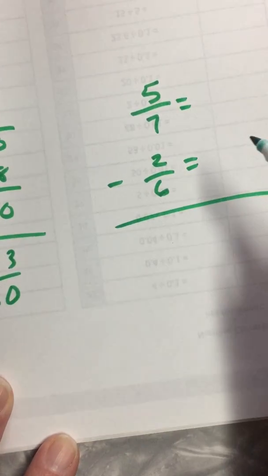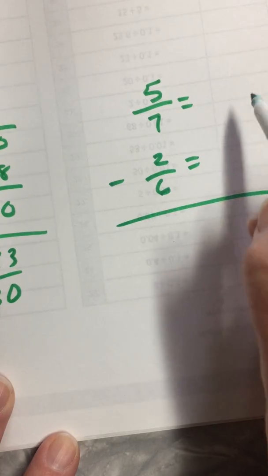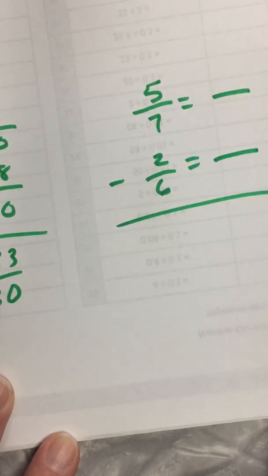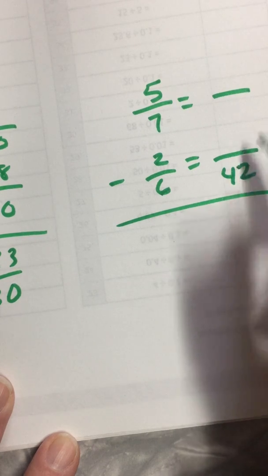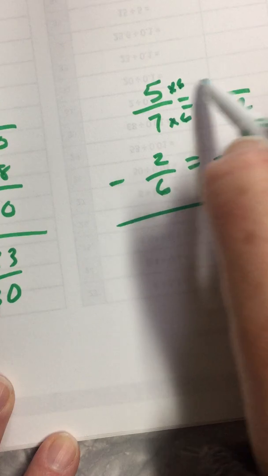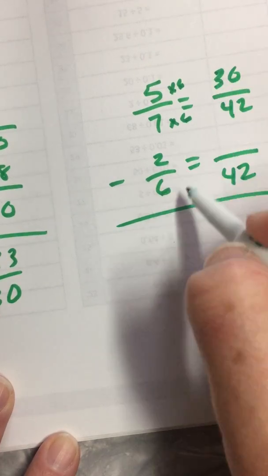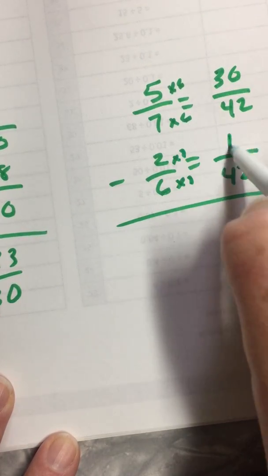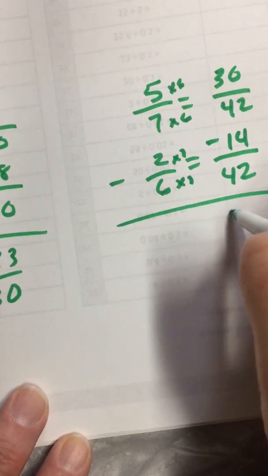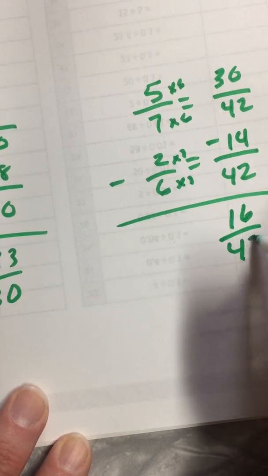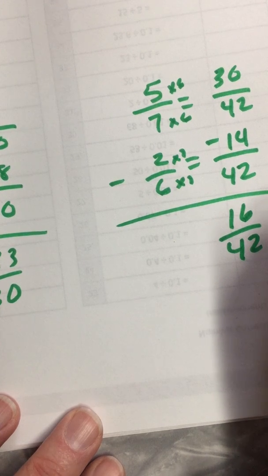Similarly, if I were to do a subtraction problem, I could have 5/7 minus 2/6. Then I would find a common denominator, and in this case, I think the only common denominator is going to be 42. So I'm going to multiply this by 6 and this by 6 and get 30. Multiply this by 7 and this by 7 and get 14. And now I can subtract, and I end up with 16/42s.